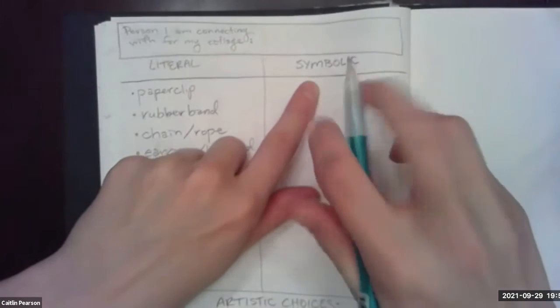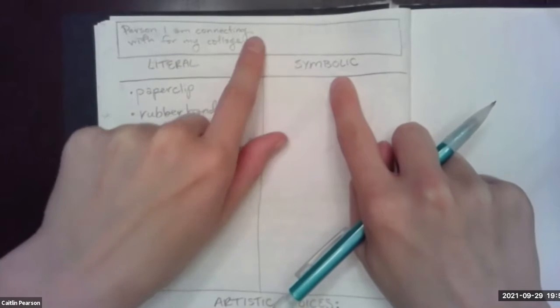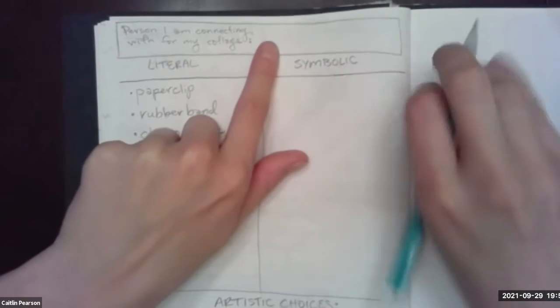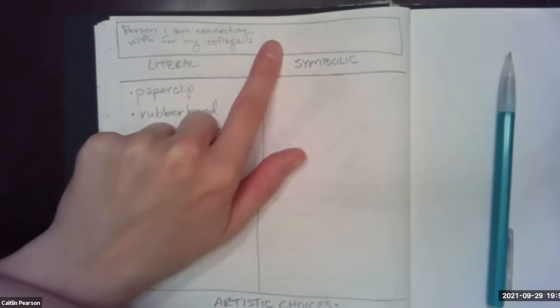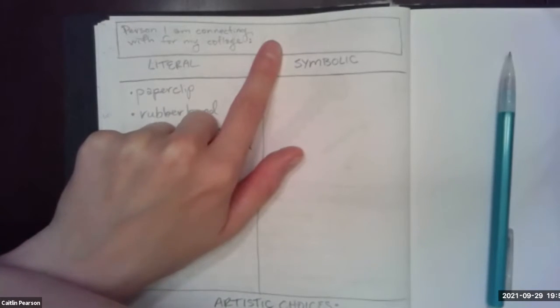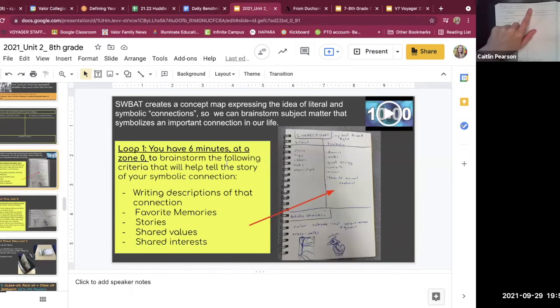But I'm moving on to our next one, symbolic. Now for the symbolic one here, you're going to be thinking of symbolic connections based off of your person that you are connecting to for your collage, okay? So in your collage, I'm gonna go ahead and share my screen again. And let's see, let's go back to our slide here. In your collage, you're going to be deciding one person, either a family member, a friend, or even a pet.